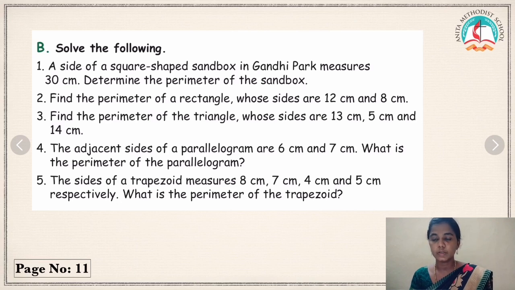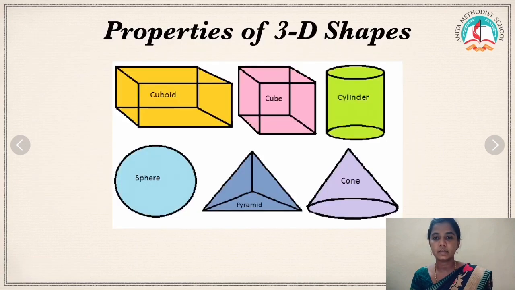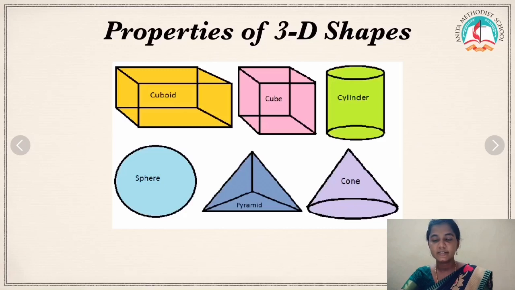Now we will move on to the properties of the 3D shapes. You know what 3D shapes are. It is a 3-dimensional shape. We have 3 dimensions in the shapes, so it's a solid shape. Now we are going to listen to the cube and cuboid to recall their properties.